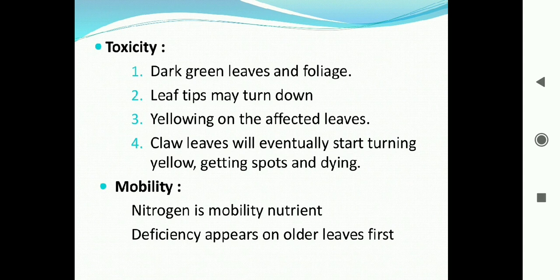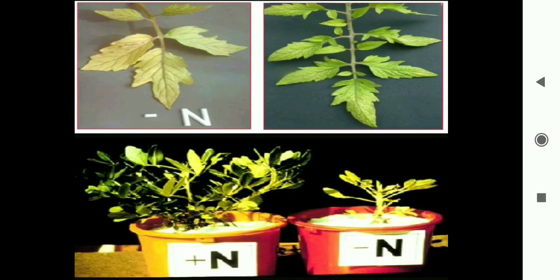Then this nitrogen, once absorbed by the plant, is moved in the plant in different directions. So nitrogen is called a mobile element, or a mobile nutrient. And because of this mobility, deficiency symptoms of nitrogen appear firstly on the older leaves of the plant. Then these are some of the features of nitrogen deficiency. As we see in the picture, if nitrogen is deficient, then definitely there is a yellowing appearance of the plant.